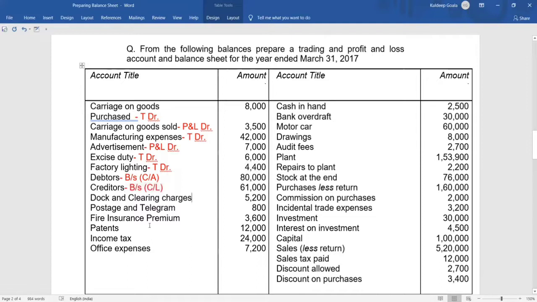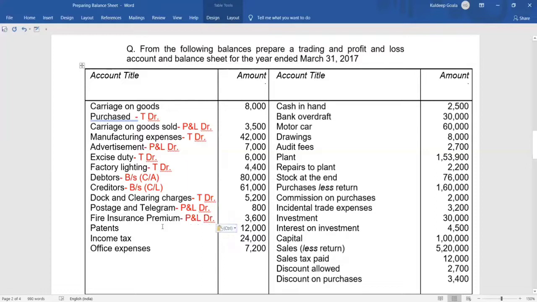And dock charges, dock and cleaning charges will come in the trading account debit side. We know that, we have done it the previous day. Postage and telegram will come in the profit and loss account debit side. Then we have got the next one, fire insurance. Fire insurance premium will come in the profit and loss account debit side.